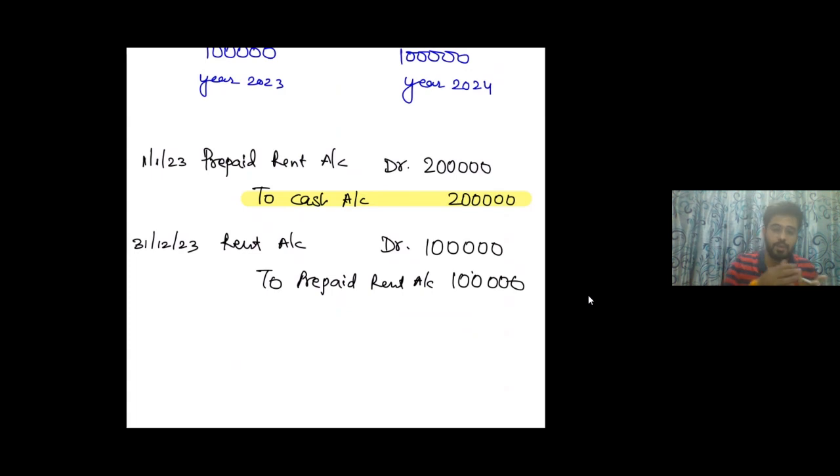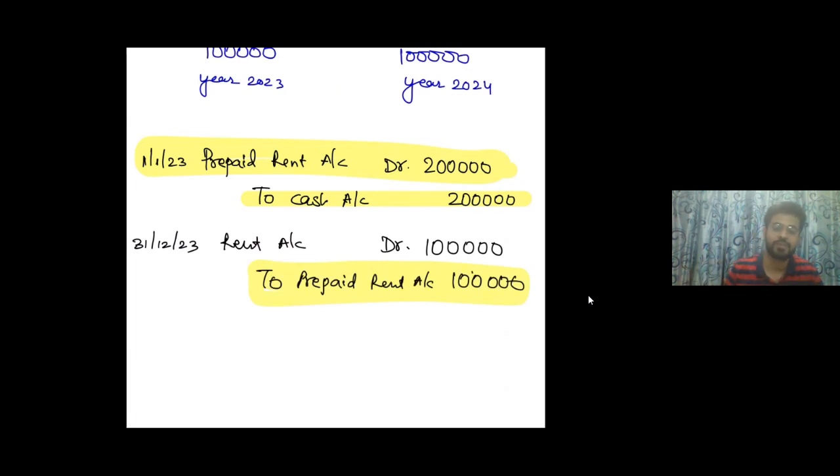Why it is expensed off? Because 1 year is now over. That benefit have been received. Now I can expense off that amount of 1 lakh. Now, still my prepaid account was earlier debited by 2 lakh. So I have an asset of 2 lakh rupees. Now I have credited the prepaid rent of 1 lakh. So the balance 1 lakh is still remaining.